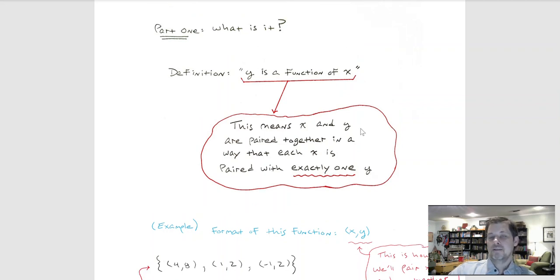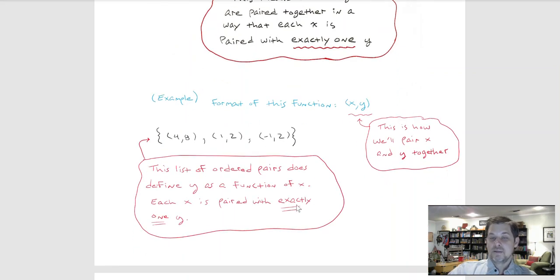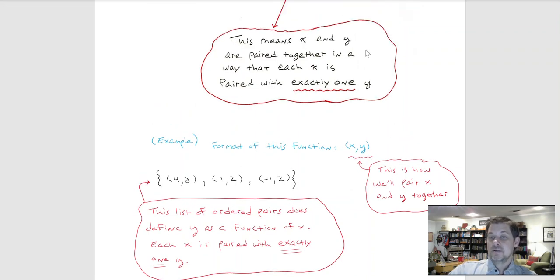Now I understand that when in math we give a definition of something, that needs to be followed up immediately with an example so you can see what I mean. So here's an example of a function. The format of this particular function is that I have an ordered pair. Do you see this thing, the parentheses with two numbers and a comma in there? What that means is that this first number is the x, the second number is the y, and those two numbers are paired together.